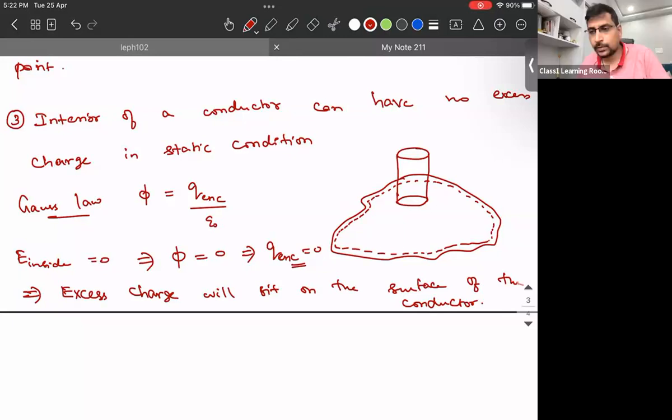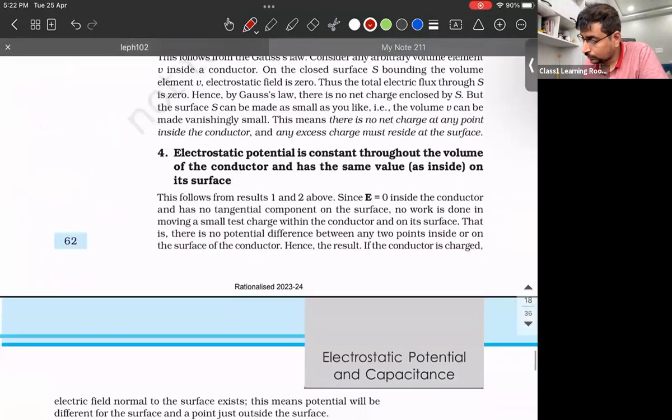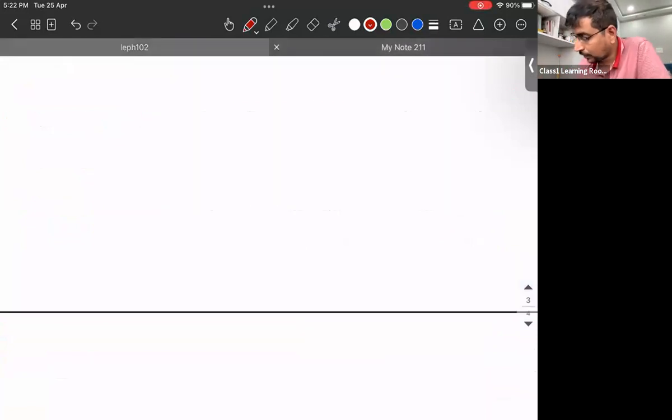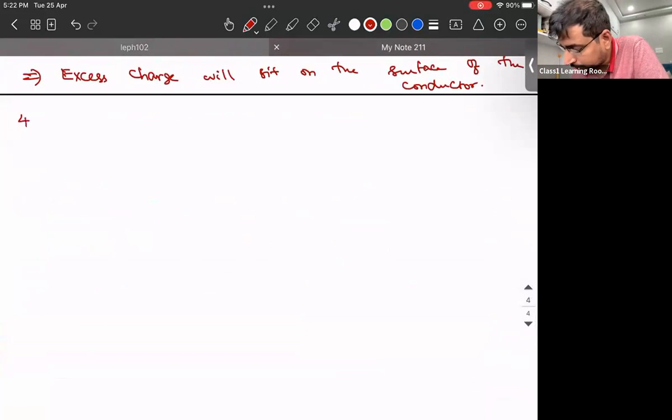So done with this. Next point. The fourth point says electrostatic potential is constant throughout the volume of the conductor and has the same value on its surface. That is the meaning. So I repeat the point: electrostatic potential is constant throughout the volume of the conductor and has the same value on its surface. So this is the fourth point.